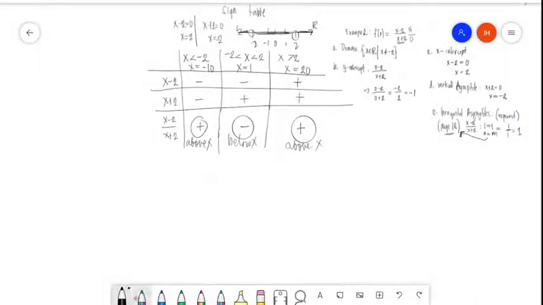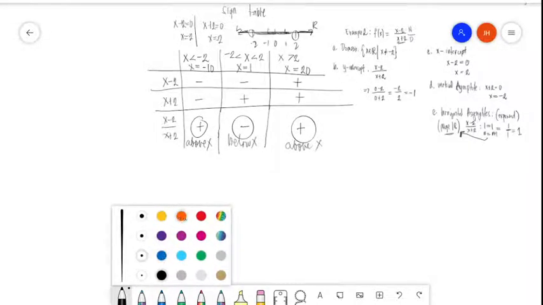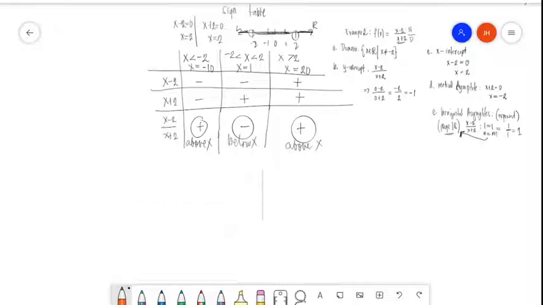If I'm going to graph it here, I'm going to make use of another pen. I have here a Cartesian plane: 1, 2, 3, negative 1, negative 2, negative 3. Of course, it can still be extended. First, we're going to plot the y-intercept, x-intercept, and the vertical and horizontal asymptotes.